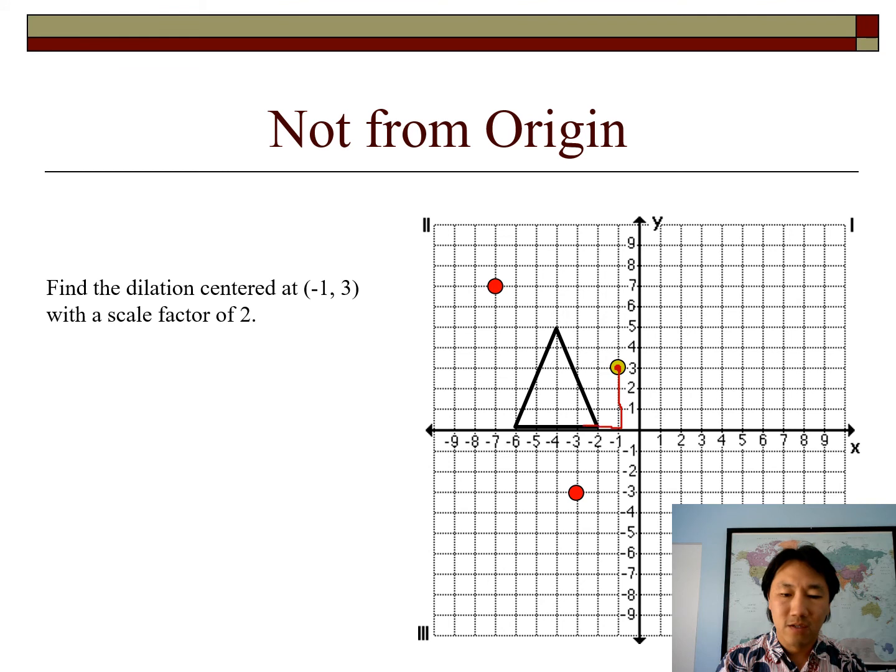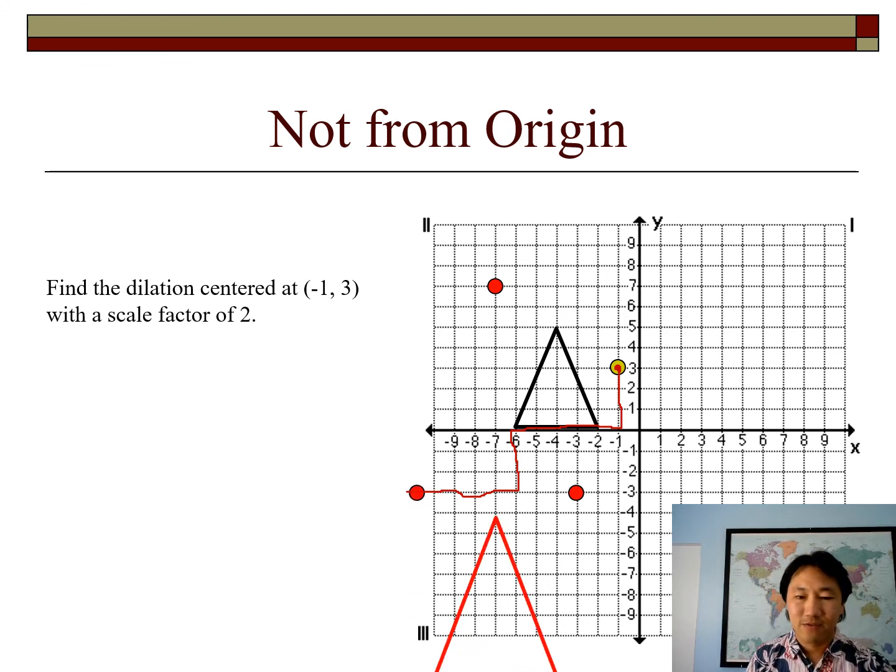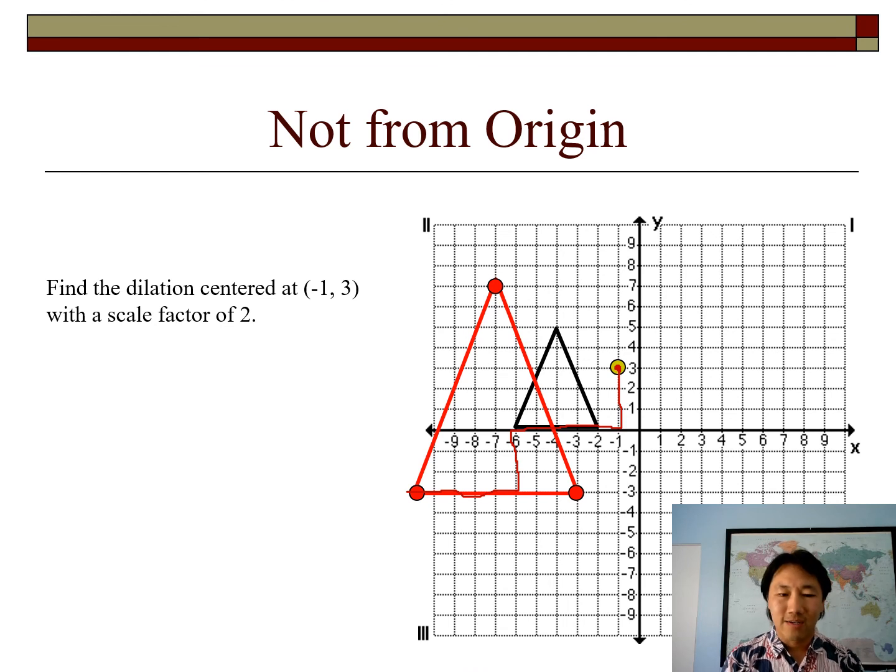And then finally, to go to our third point, you would have to go down 3 and over 1, 2, 3, 4, 5. So down 3 and over 5. 1, 2, 3, 4, and I'm a little bit off my graph at 5. And so there is our new triangle, centered at -1, 3 with a scale factor of 2.